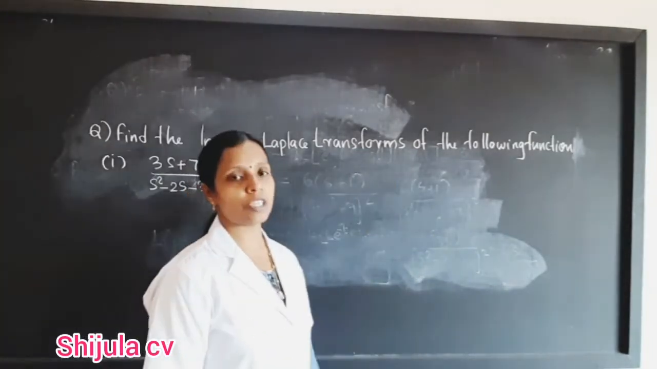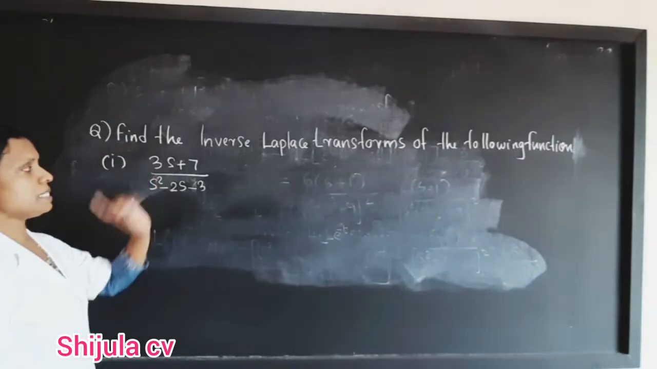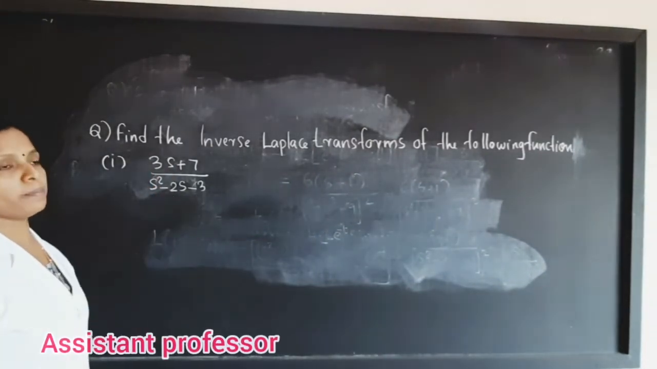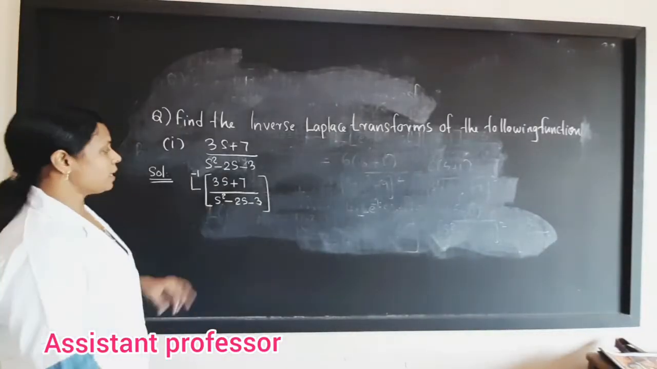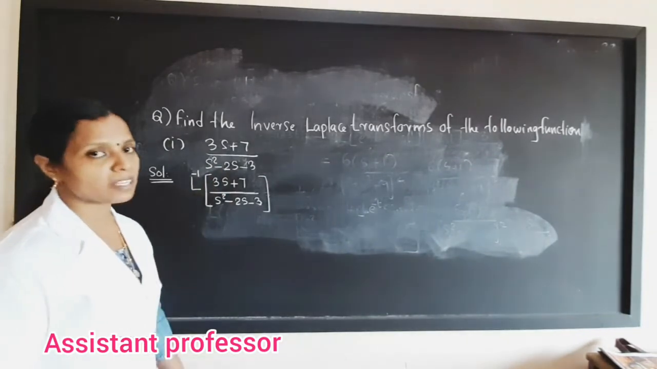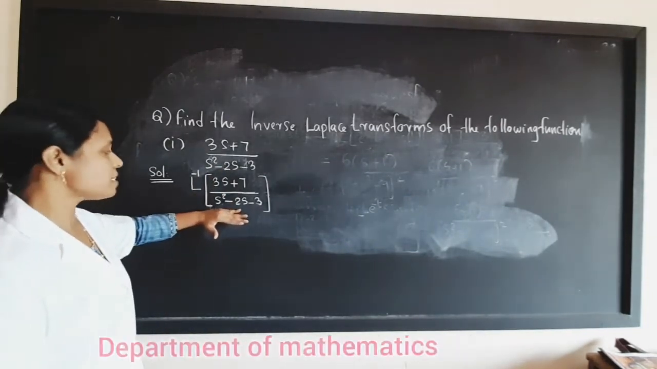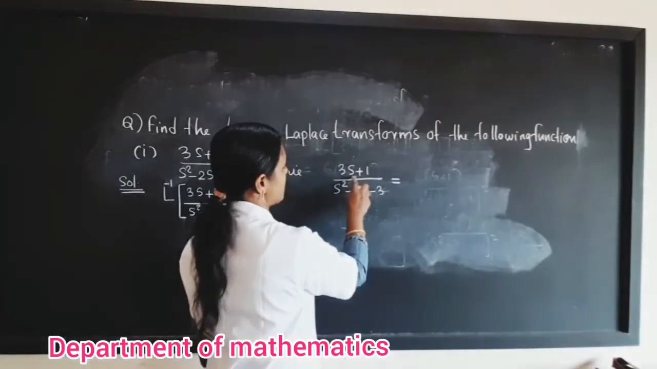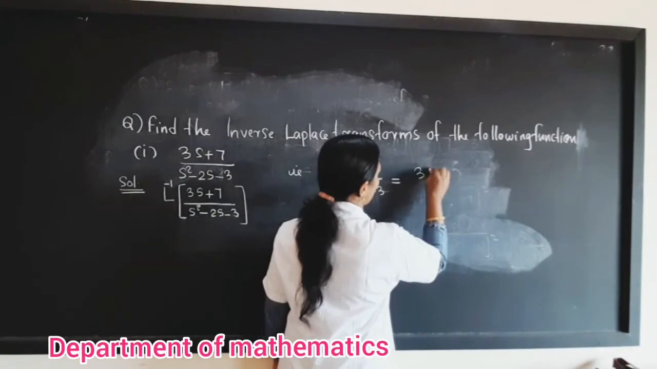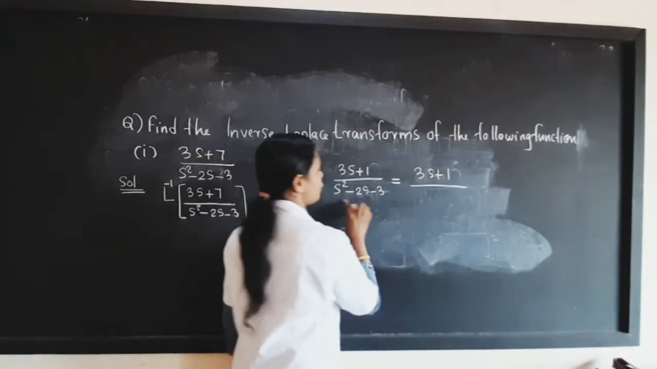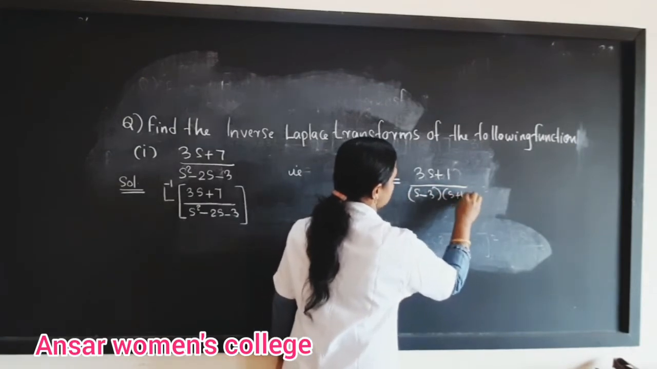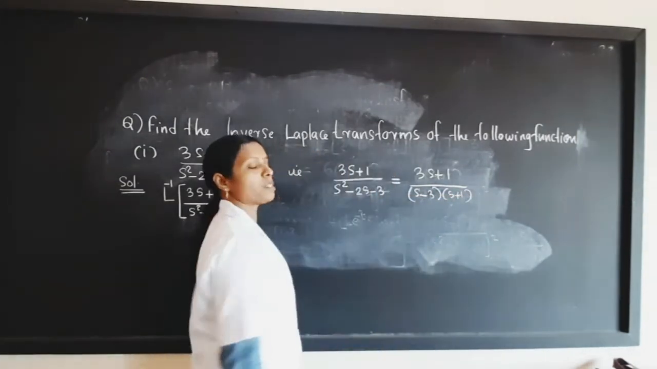Find the inverse Laplace transform of the following function: 3s plus 7 divided by s square minus 2s minus 3. Here we have to find L inverse of this. First we factorize the denominator. 3s plus 1 divided by s square minus 2s minus 3 is equal to 3s plus 1 divided by (s minus 3) into (s plus 1). These are the factors of s square minus 2s minus 3.